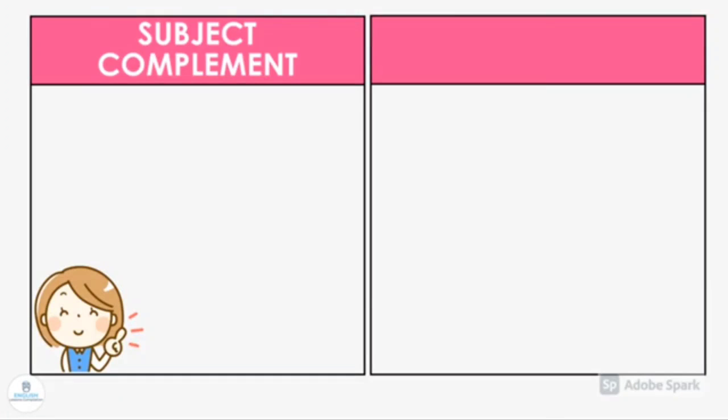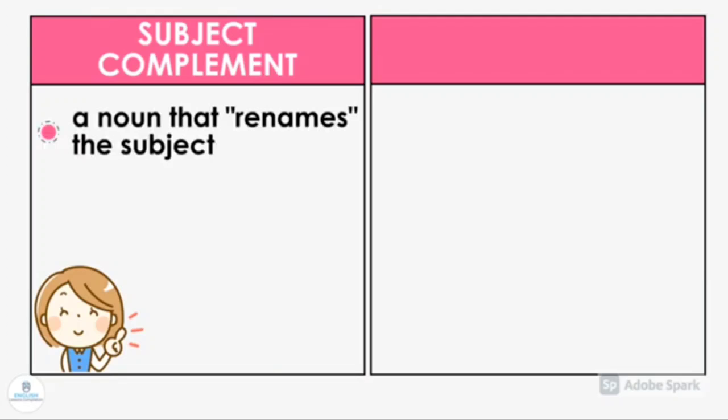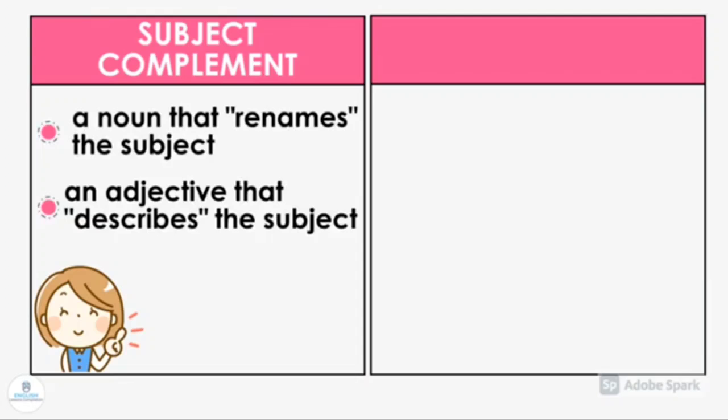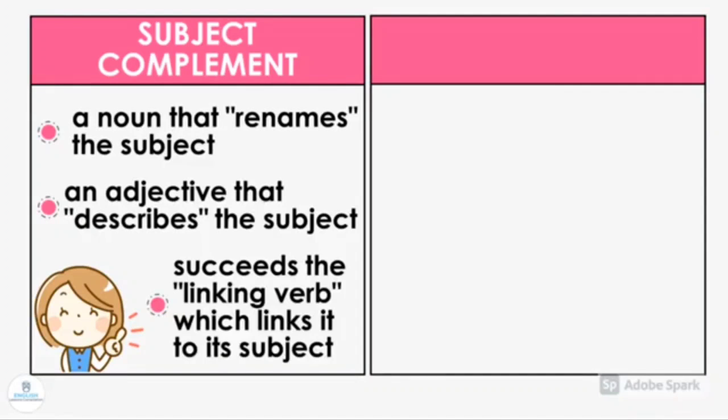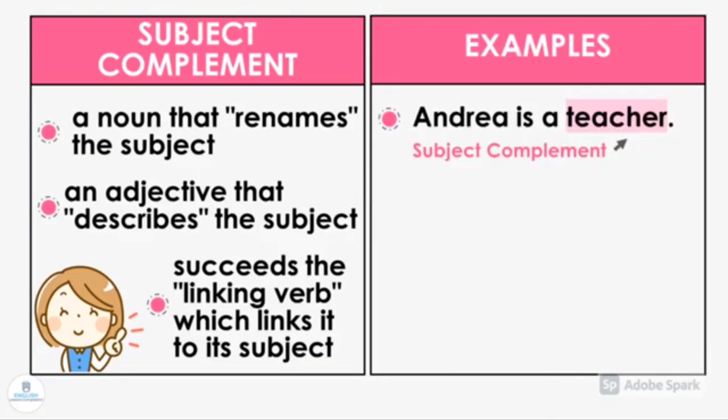What is meant by subject complement? A noun that renames the subject. It can also be an adjective that describes the subject. Lastly, it succeeds the linking verbs, which link it to its subject. Children, let's see the examples for subject complement. Look at the first one. Andrea is a teacher. Here, teacher is a noun which renames the subject Andrea in this sentence. So, teacher is the subject complement.